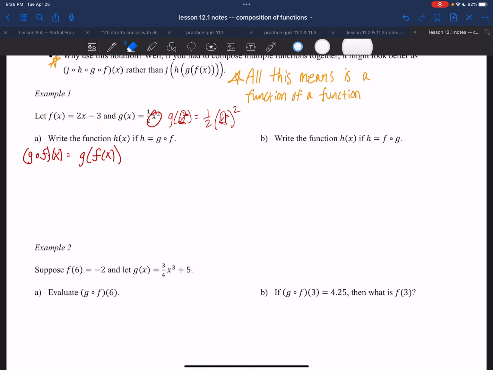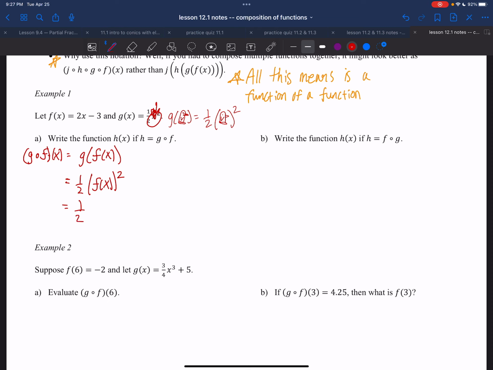You say g of f of x. Well, the input is f of x, so it's 1/2, and then whatever the input is, it's f of x, and that's what's getting squared. Now you've inserted f of x into the function g, and then you can substitute the function f. Either way you do it, I don't care, it's fine. You can substitute f as the input, or you can put the input in and then substitute f.